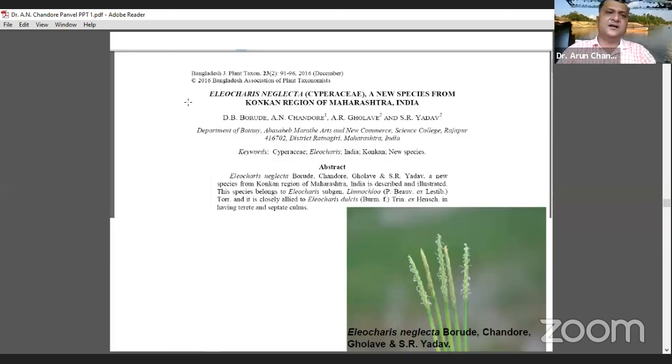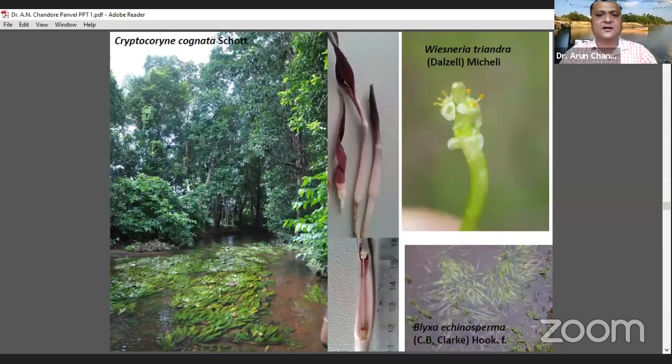Then here is Cryptocoryne cognata. Earlier, scientists proposed that this species was extinct from this planet. Earlier it was in the critically endangered category, and it was reported in one article in Current Science. It is on the verge of extinction, and some scientists reported it as extinct from this planet. But we also collected this species from the Konkan region, and this is also a unique species. It is a member of family Araceae.